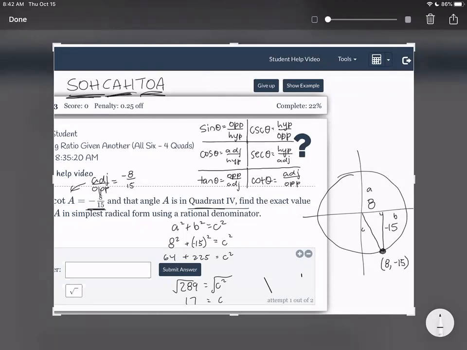C is our hypotenuse, and the hypotenuse is always a positive number because the hypotenuse is literally just the radius of the circle. It is a distance, and a distance is a positive number. Okay, so we got our C value. Any questions?